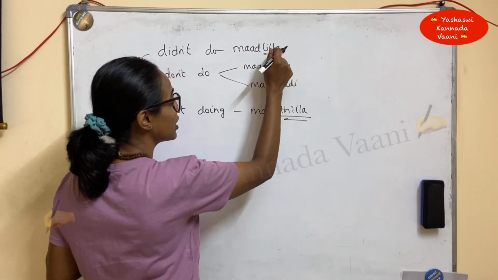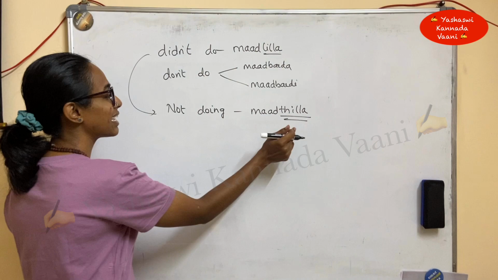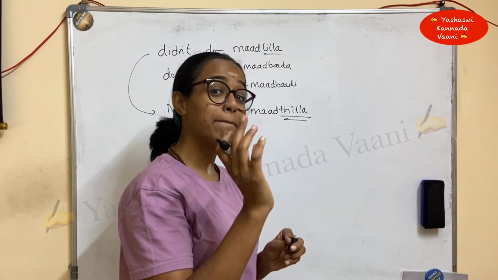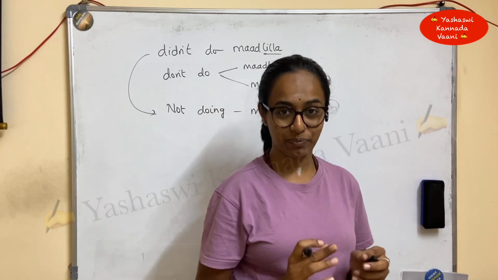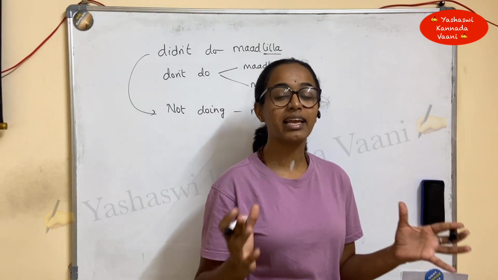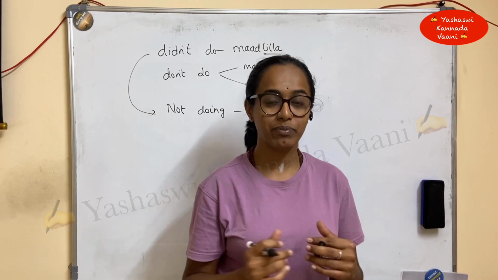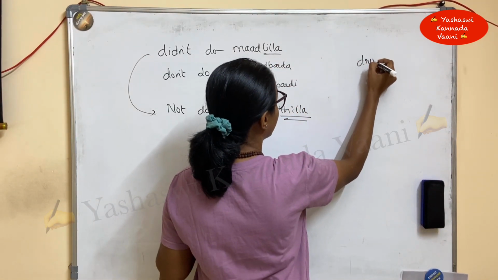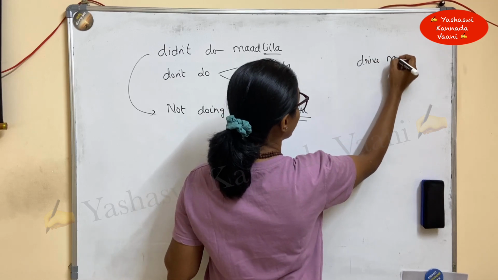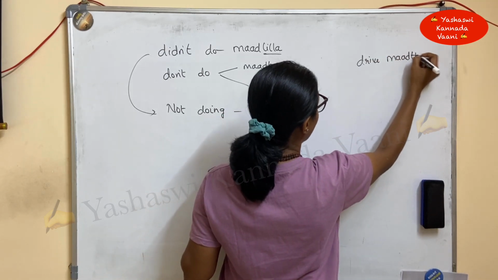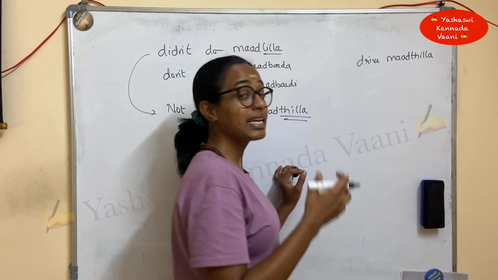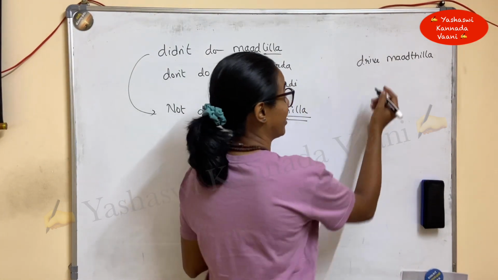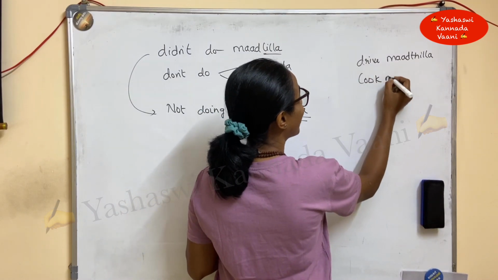Here you will use tilla. Here it is tilla. Clear alla? Wonderful, yes. Verb mad and tilla. Madtilla. I'm not working. Naan work madtilla. I'm not driving. Naan drive madtilla. So English usage of verbs is very simple. Drive madtilla. I'm not driving. He is not driving. She is not driving. I'm not cooking. Cook madtilla.